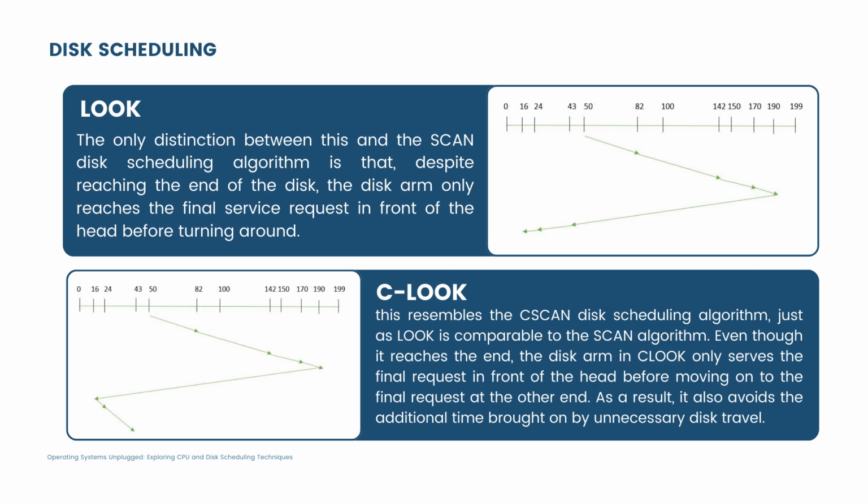Next is LOOK. The only distinction between this and the SCAN disk scheduling algorithm is that instead of reaching the end of the disk, the arm only reaches the final service request in front of the head before turning around. Next is C-LOOK. This resembles C-SCAN, just as LOOK is comparable to the SCAN algorithm. Even though it reaches the end, the disk arm in C-LOOK only serves the final request in front of the head before moving on to the final request at the other end. As a result, it also avoids the additional time brought on by unnecessary disk travel.